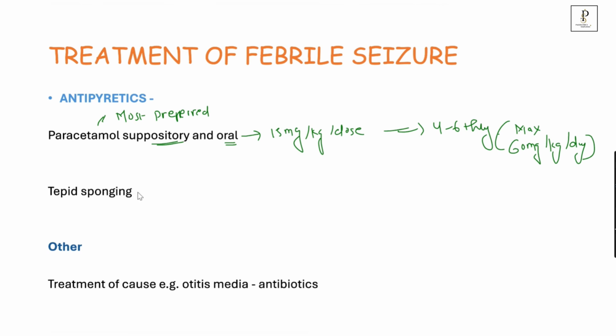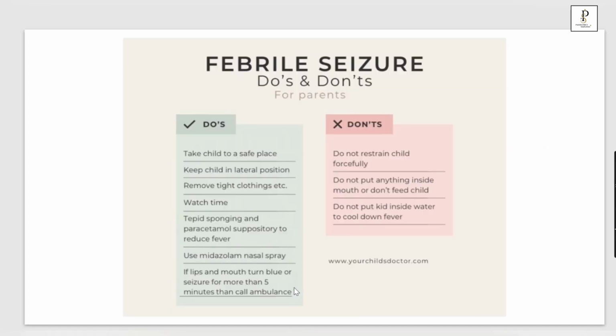Don't give more than that. Tepid sponging: you do tepid sponging, that will reduce the fever. As soon as a child comes, you can ask an assistant to do tepid sponging for the child also, if you have help. Then treatment of other causes. Other causes should be found out and treated. For example, if it is otitis media, then give antibiotic. If it is URTI, give symptomatic treatment of URTI, etc.